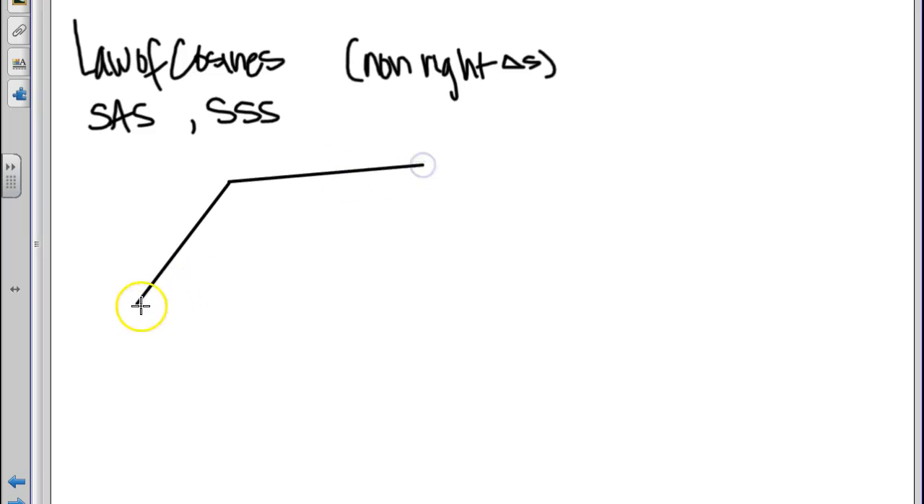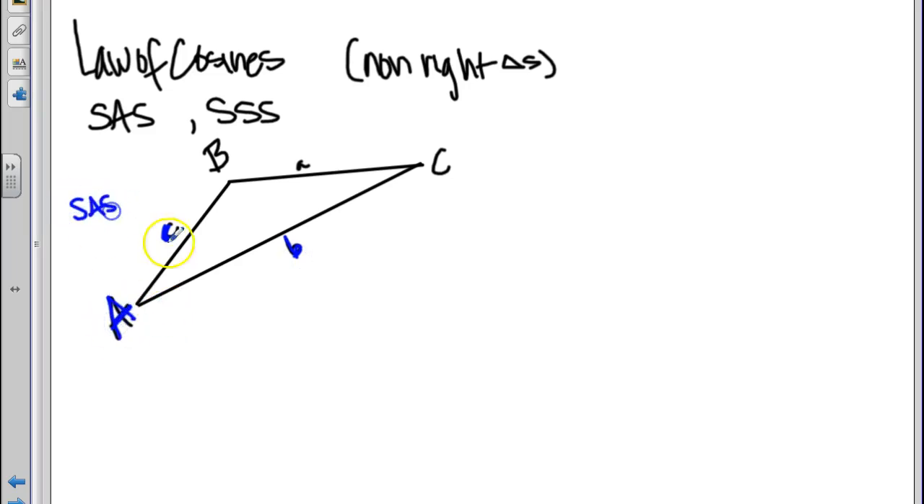All right, so here's a non-right triangle, and I'll go ahead and label this ABC, and then I'm going to label the sides opposite with their lowercase letter. And let's say that I'm given side C, side B, and then the included angle or the angle between them. So this is side angle side.